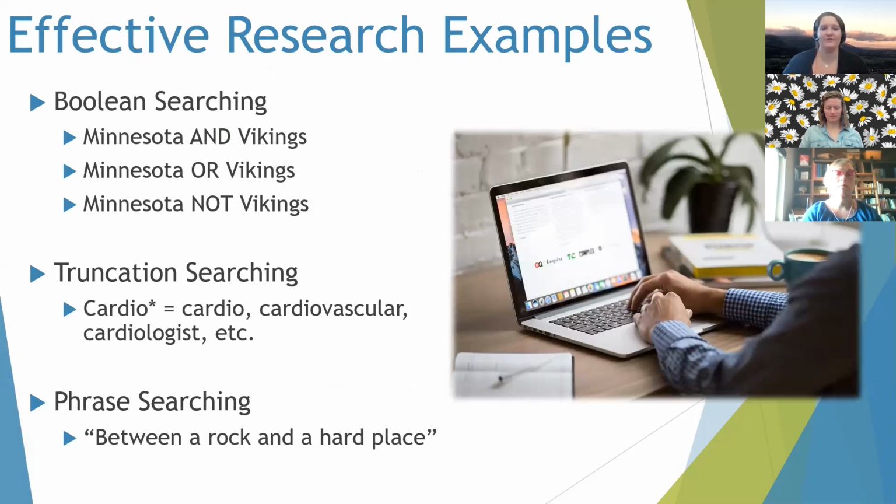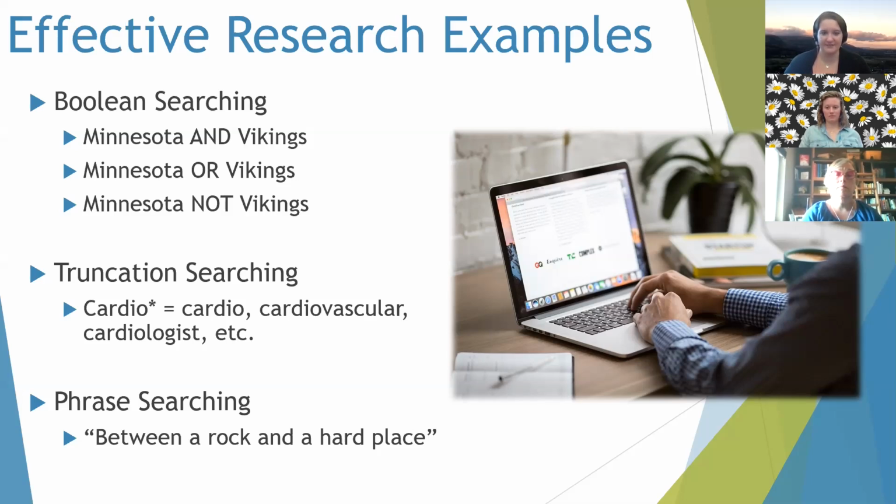So just some examples of that effective research. Boolean searching for AND, which should be done in all capitals, Minnesota AND Vikings will provide you with resources that only include the words Minnesota and Vikings in it. OR, Minnesota OR Vikings, will provide resources that have either Minnesota, Vikings, or both words in the articles.